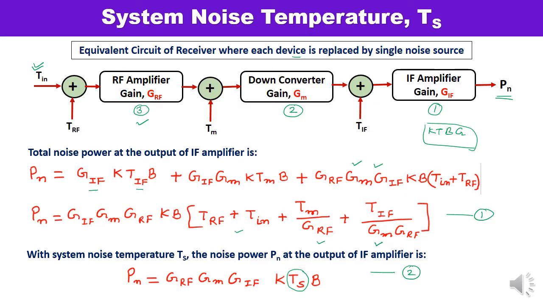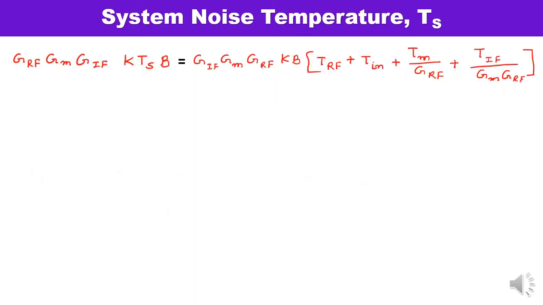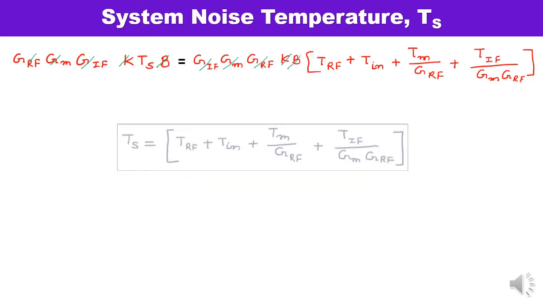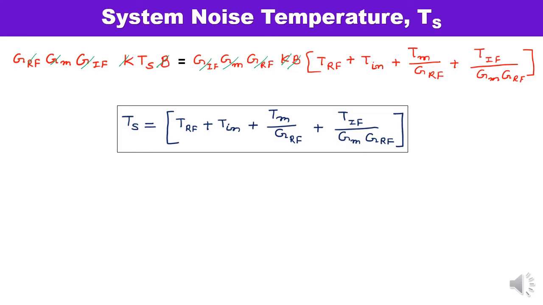So now what we can do? We can equate these two equations. When you are equating these two equations, you can see some of the terms will be cancelled out, like GRF, GM, GIF, K, B. So what you are getting as the resultant now? TS is equal to TRF plus TN plus TM upon GRF plus TIF upon GM into GRF. So this is the equation for the system noise temperature for receiver stage.